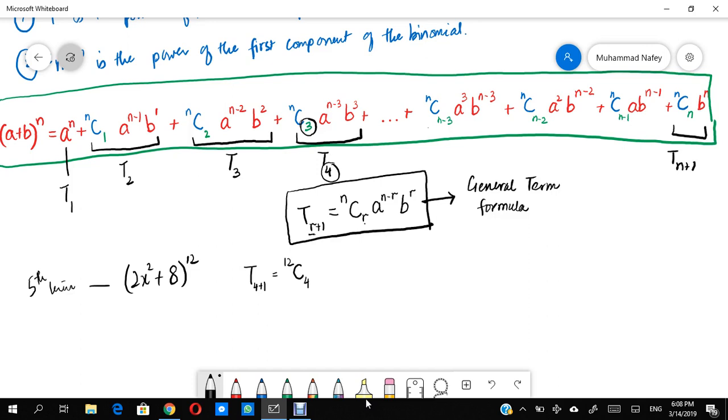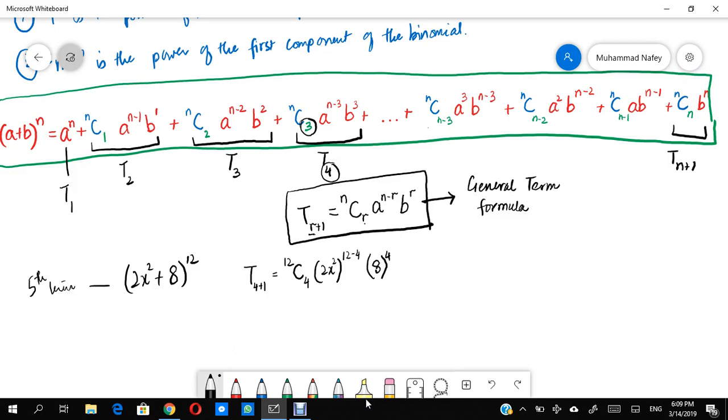12C4 times 2x squared would be given a power of n minus r, that is 12 take away 4, and 8 would be given a power of 4. So this is how the general term formula can be used very directly to find a particular term in any expansion for any binomial. Right. So far so good.